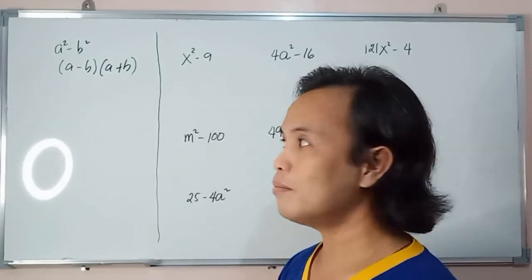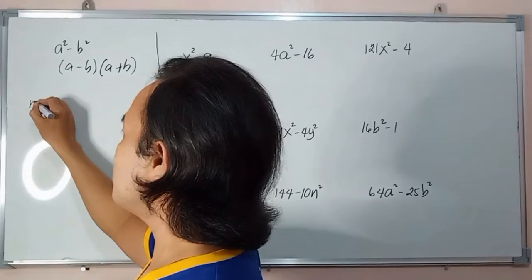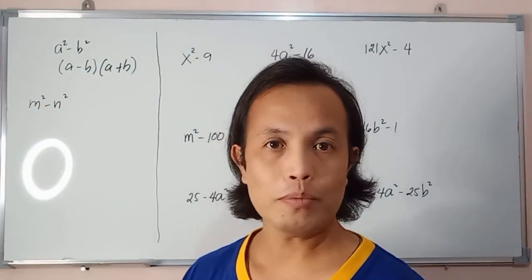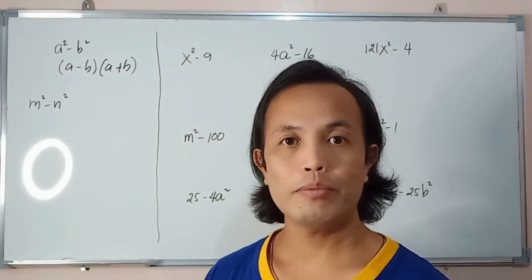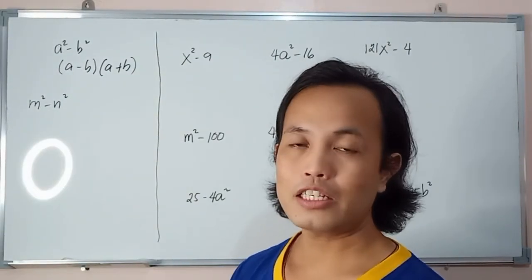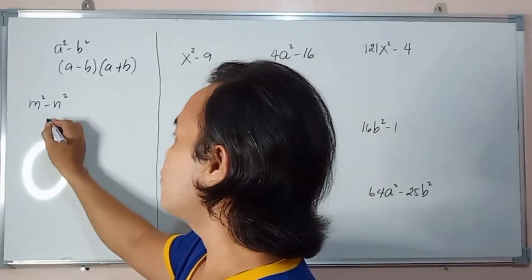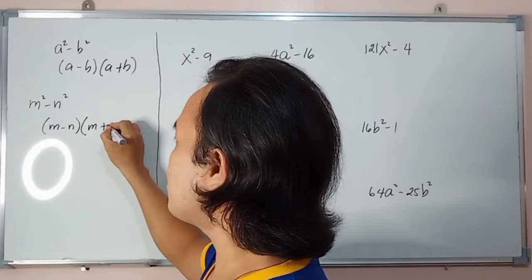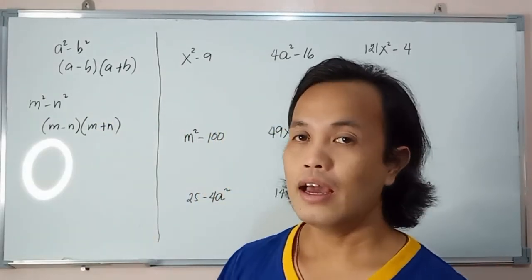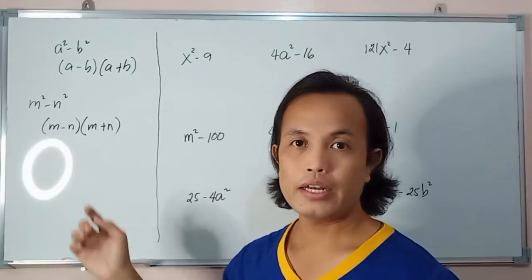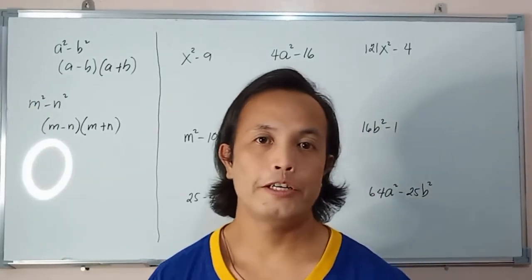Using another variable, we can have m squared minus n squared. Again, the first term is a perfect square and the second term is also a perfect square. So we can expand this binomial: we have m minus n times m plus n. Again, m is the square root of m squared and n is the square root of n squared.